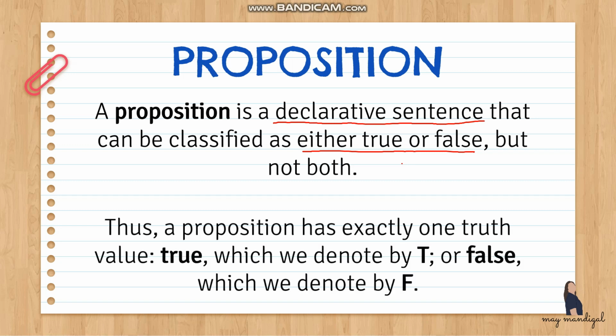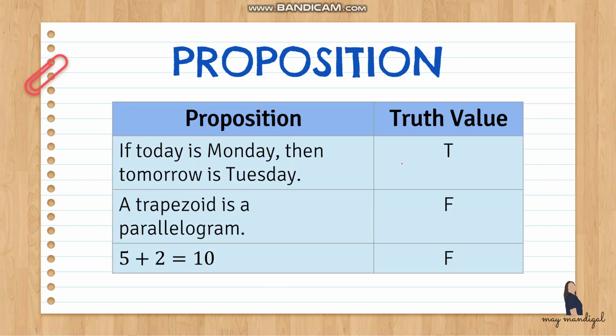Thus, a proposition has exactly one truth value. So we can only say if it's true or false. True, which we denote by T, and false, which we denote by F. Here are just some examples of propositions. First one: if today is Monday, then tomorrow is Tuesday. This is an example of a proposition because it can be answered by true or false, and its truth value is true, or T.